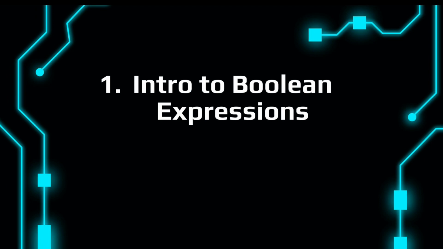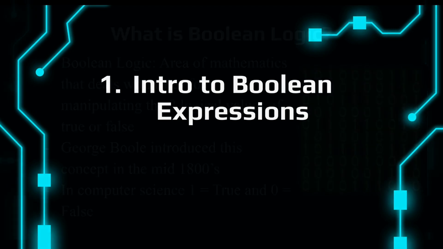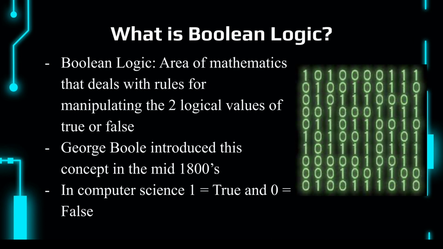Intro to Boolean Expressions. What is Boolean logic? Boolean logic is an area of mathematics that deals with rules for manipulating the two logical values of true and false. George Boole introduced this concept in the mid-1800s. In computer science, 1 equals true and 0 equals false.